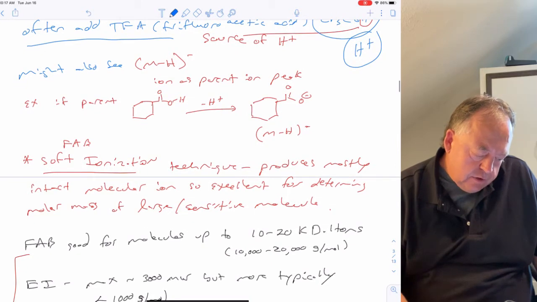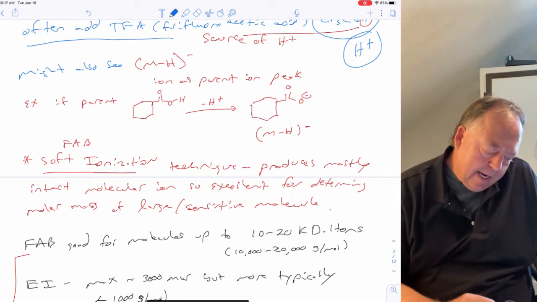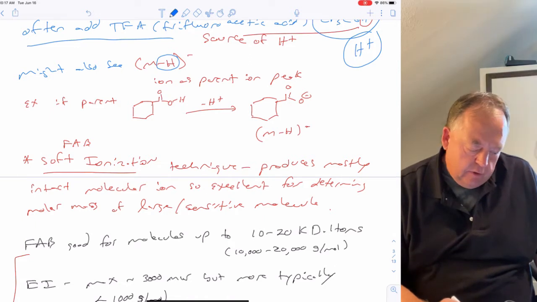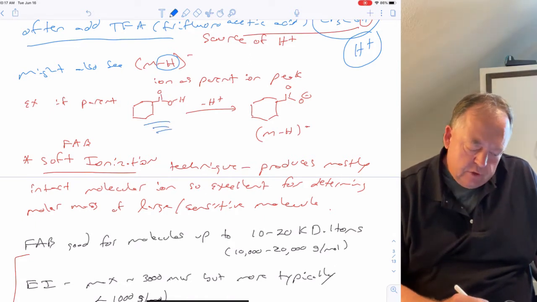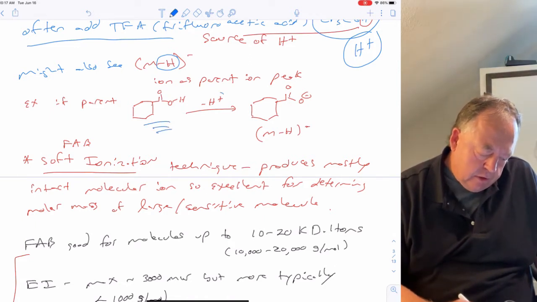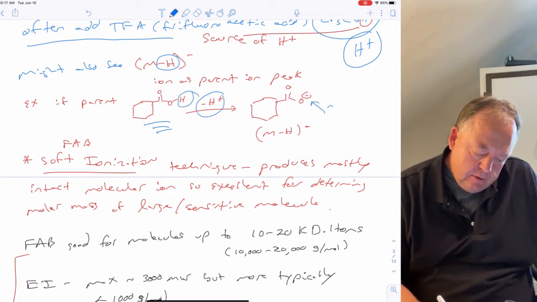So you might also see your molecule minus a hydrogen. If your molecule loses a hydrogen, for example, when it desorbs and goes into the gas phase, it could lose a hydrogen. And so now it's charged.